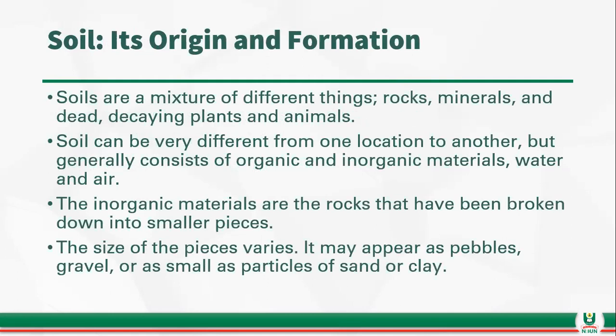Now, you need to understand, where did soil come from? How did soil originate? What exactly is the meaning of soil formation? How does soil come together to form? So soils are a mixture of different things. The components that bring about soil may include rocks, may include minerals, may include even dead and decaying plants and animals. All of them in the soil are all called soil. So soil can be very different from one location to another.